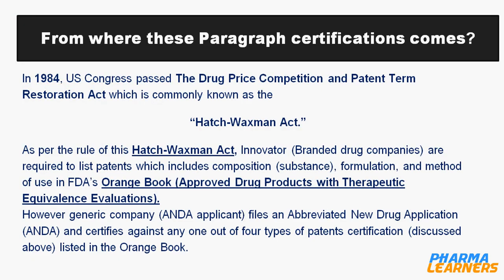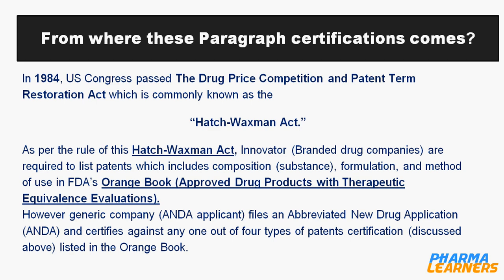Now, let us understand where these paragraph certifications come from. In 1984, the U.S. Congress passed the Drug Price Competition and Patent Term Restoration Act, which is commonly known as the Hatch-Waxman Act. As per the rule of this Act, innovator, or branded drug companies, are required to list patents which include composition including substance, formulation, and method of use in FDA's Orange Book. However, a generic drug company, or ANDA applicant, files an abbreviated new drug application and certifies against any 1 out of 4 types of patent certification listed in the Orange Book, which we have already discussed in this tutorial.